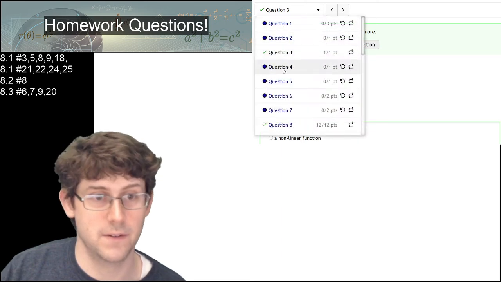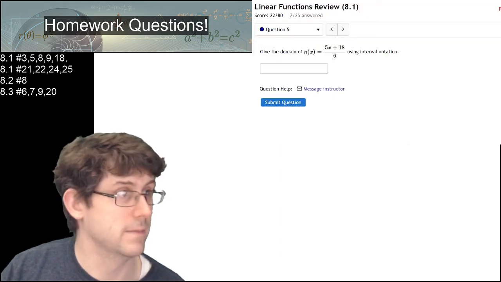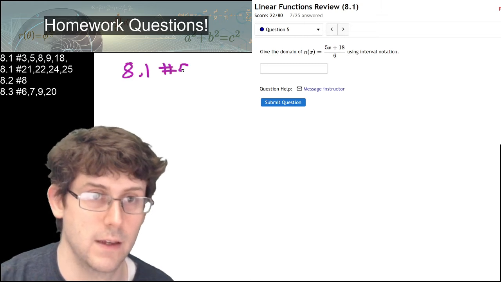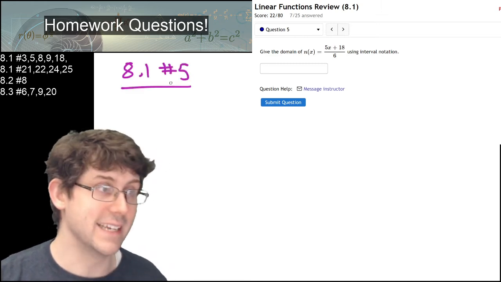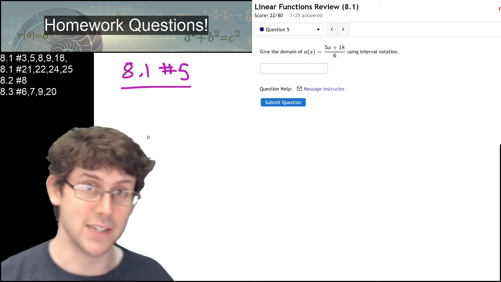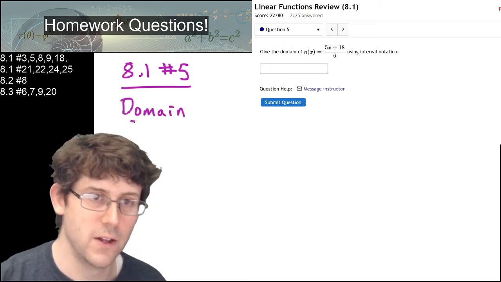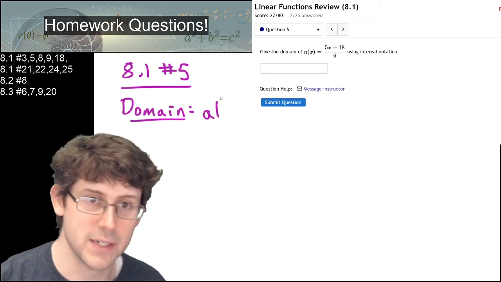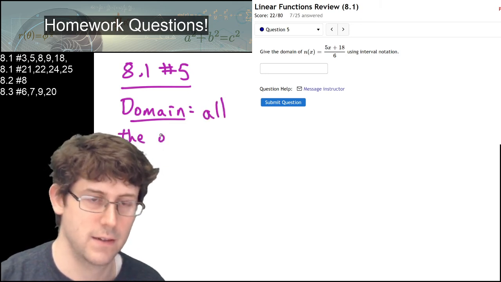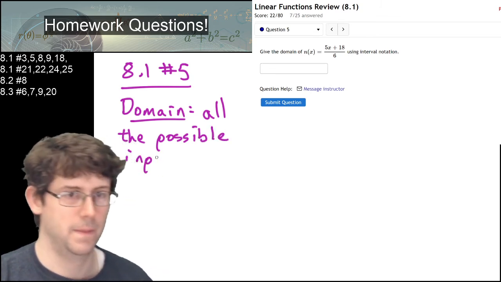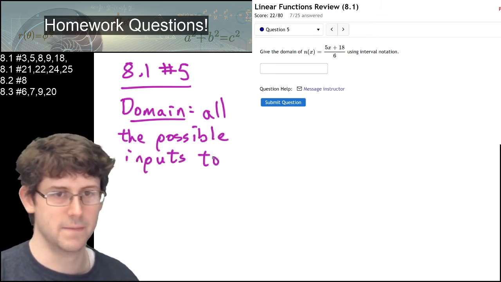8.1, number 5. Number 5 says, give the domain using interval notation. The domain, remember, is all the x's, all the possible inputs to a function.